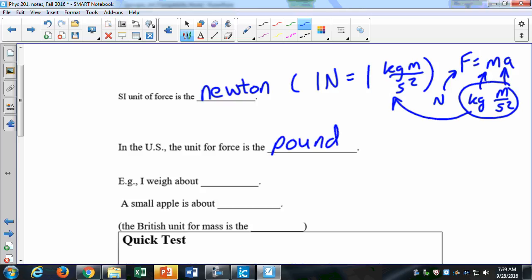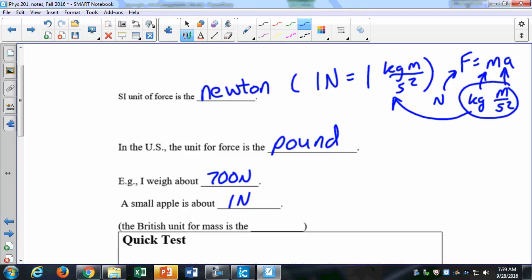You won't see the pound on the exam. We'll use all newtons, but just for reference, the unit for the force is the pound. And in newtons, just to give you some reference, I weigh about 700 newtons. A typical person weighs about 700 newtons. A small apple is about 1 newton. It's about 1/4 of a pound, like an apple, or like a quarter pounder from McDonald's.